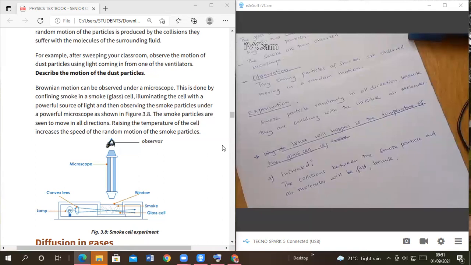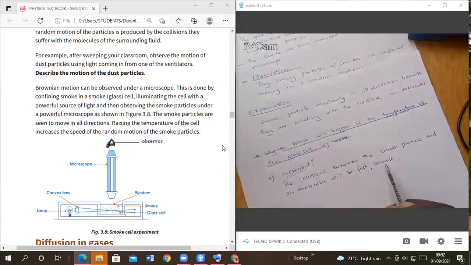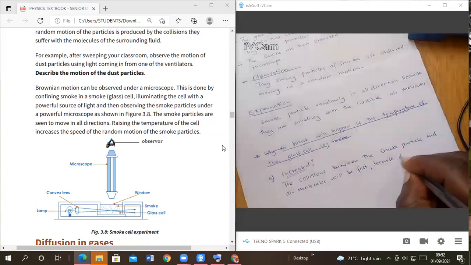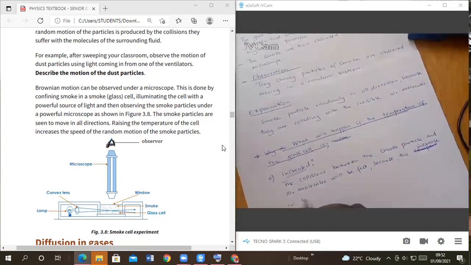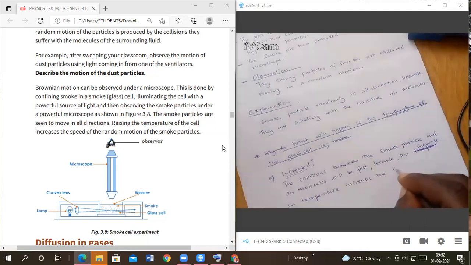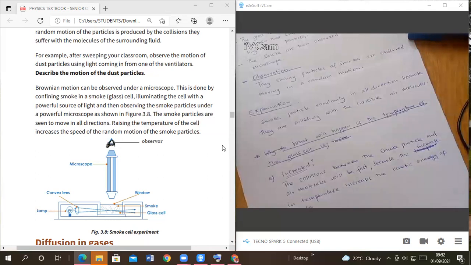Kinetic energy. So once the temperature increases, also the kinetic energy increases. Tracy, are we together? Yes. Faith, are you there with me? Yes. So when the temperature is increased, the collision between the smoke particles and the air particles will be fast because the increase in temperature increases the kinetic energy of the smoke particles.